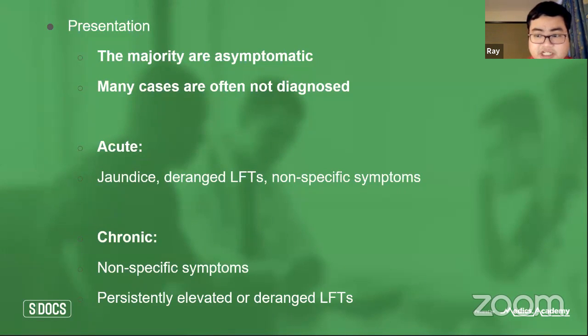So in terms of presentation, unfortunately, the majority are asymptomatic. So it's very difficult to diagnose. Most cases are not even diagnosed. So there could be many people out there wandering around with chronic hepatitis C infection. In terms of an acute infection, if they're really unwell, you could have jaundice, deranged LFTs, or non-specific symptoms like fatigue and malaise. In chronic, it's harder to tell. You will have more specific symptoms and persistently elevated or deranged LFTs.